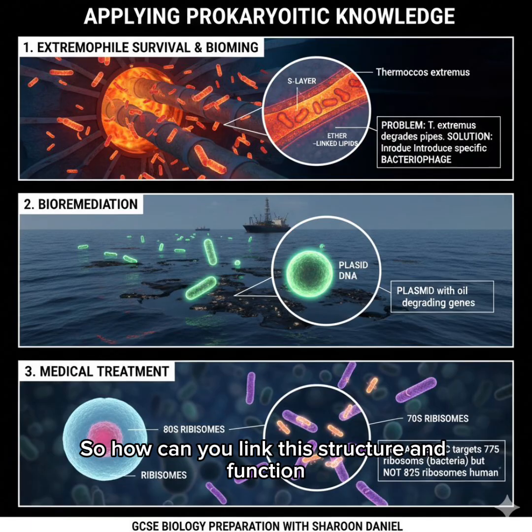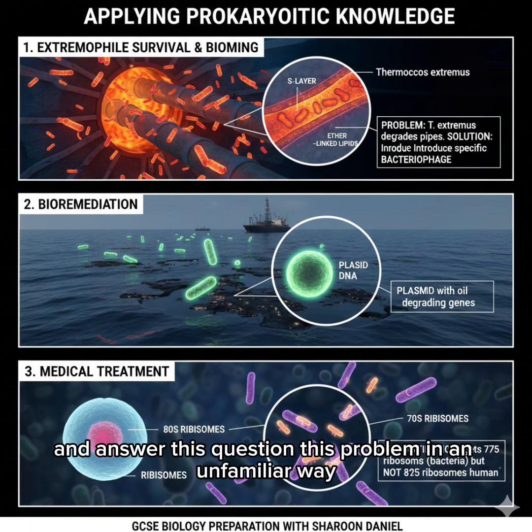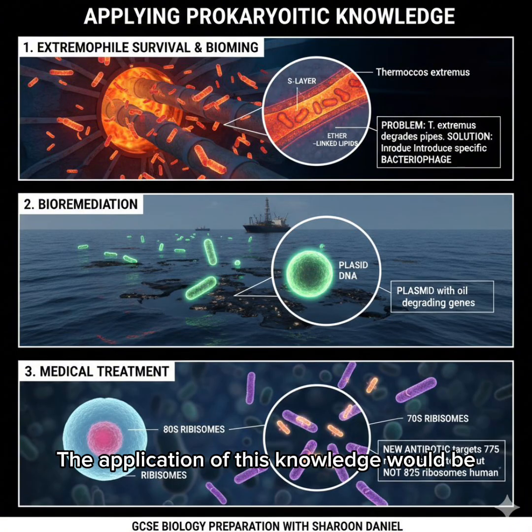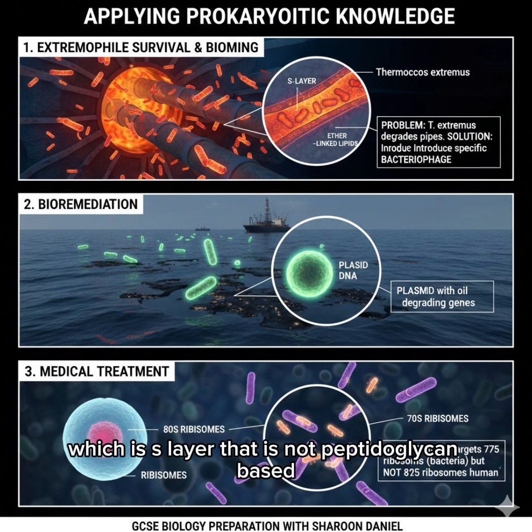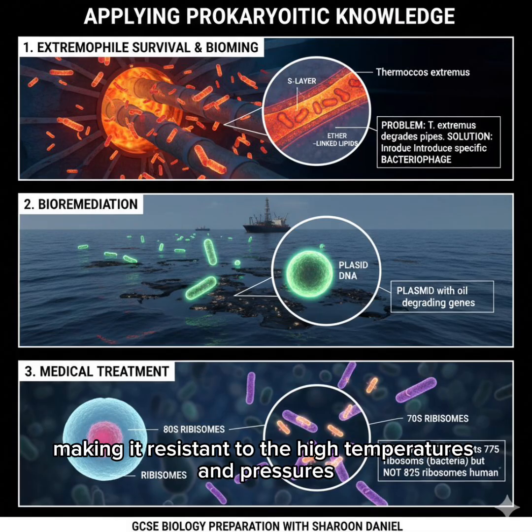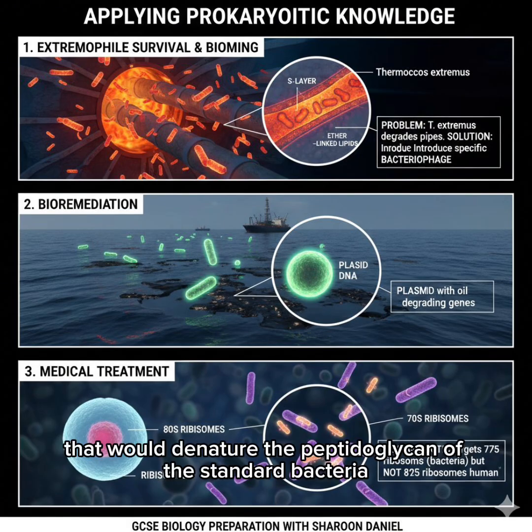So how can you link this structure and function and answer this problem in an unfamiliar way? The application of this knowledge would be: part one of this answer is survival. The Thermococcus extremus is likely to possess a specialized cell wall, which is an S layer, that is not peptidoglycan based, making it resistant to the high temperatures and pressures that would denature the peptidoglycan of standard bacteria.